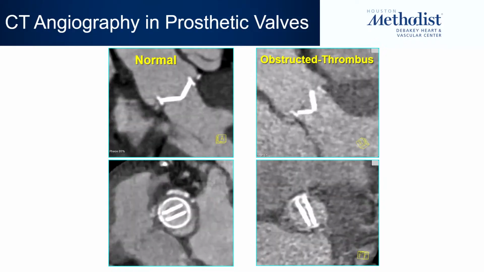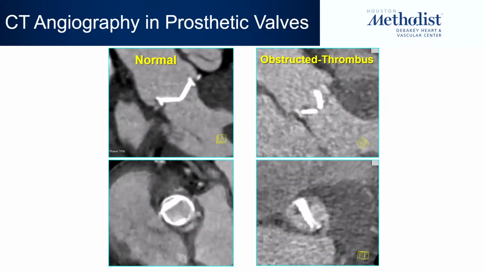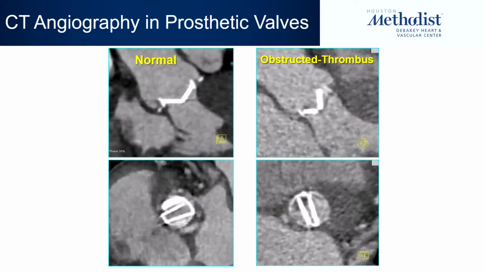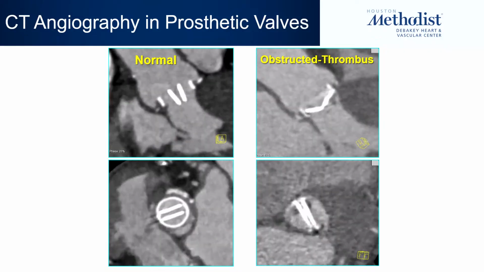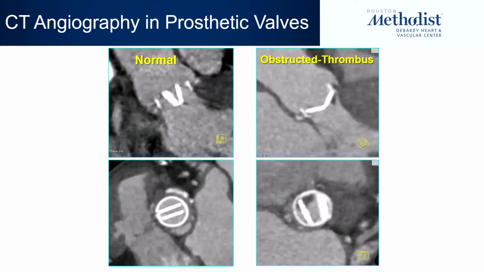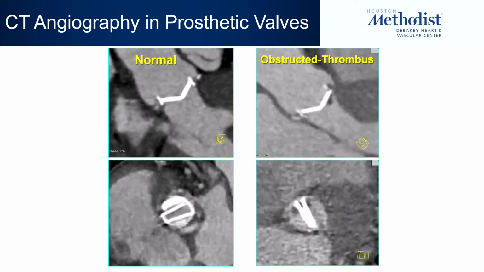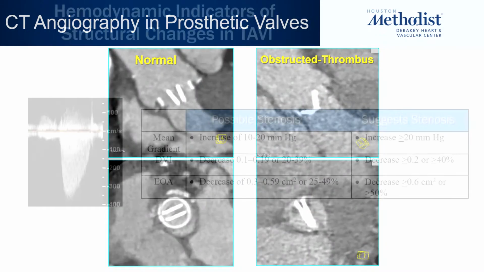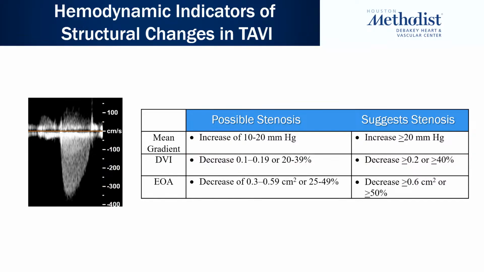But CTA will show you both motion in addition to whether there is a pannus or thrombus formation. I know we'll talk about that, but it's not all one phenomenon. There is a mixture of pannus and thrombus, but irrespective, you'll be able to take a look at whether there is really something obstructing the valve.